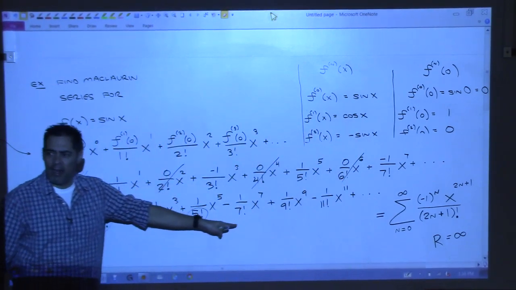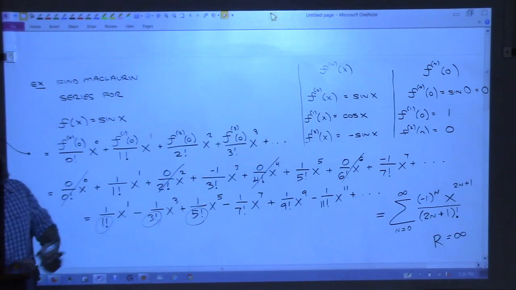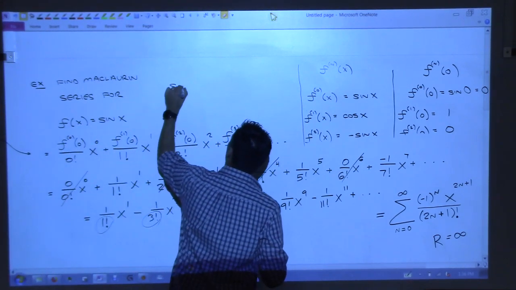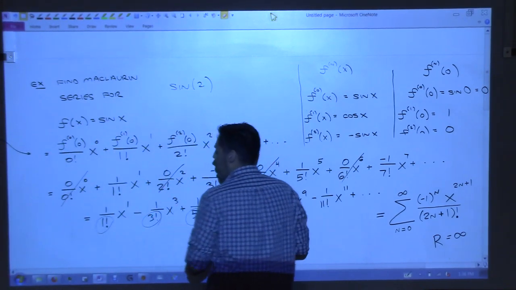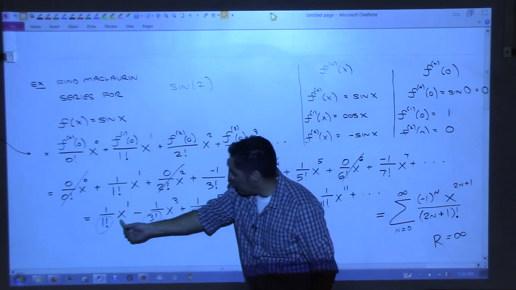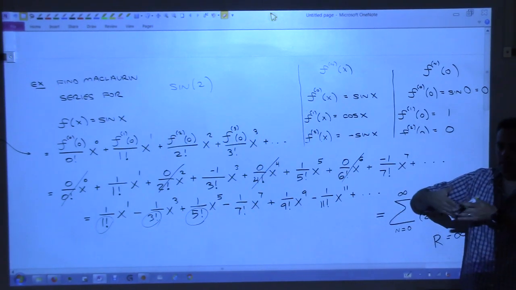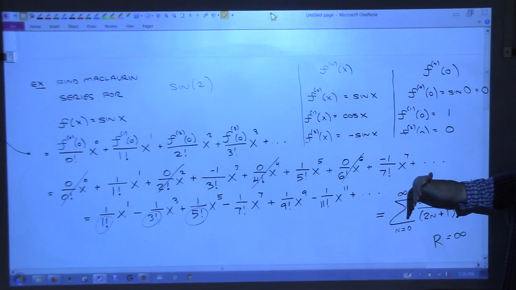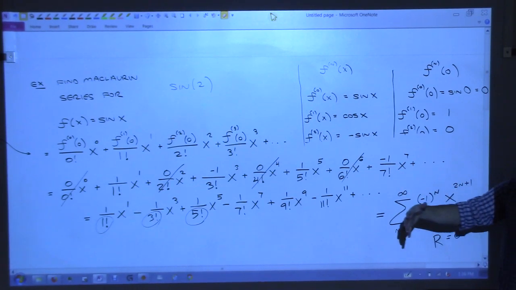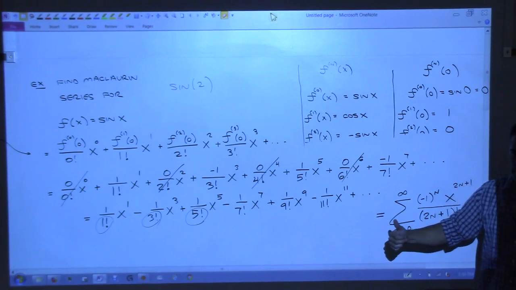Which means that this sine function is equal to this function everywhere. So when we type into our calculators sine of 2, it's the same as replacing each of those x's with 2, and going out as far as you want, computing it, and then getting some decimal. And that's what your computer is doing.